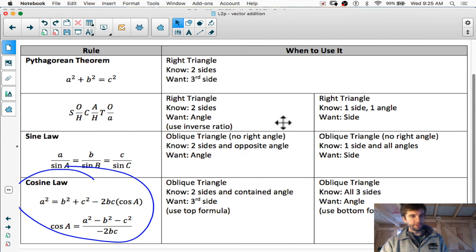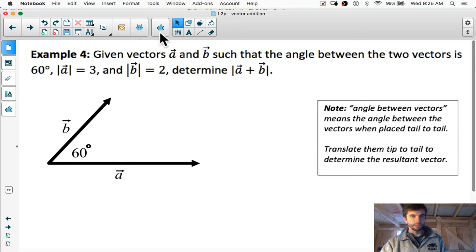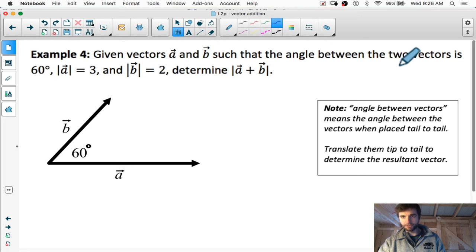So let's see a couple questions where we're going to need this trigonometry to be able to solve for a magnitude of a resultant vector. So example 4. Given vectors A and B such that the angle between the two vectors is 60 degrees. And when a question says angle between two vectors, that always means if the vectors are placed tail to tail. I know this seems like a lot of properties to remember right off the bat, right? When adding, they have to be tip to tail. When it gives you the angle between two vectors, they're tail to tail. But after we get through these first few lessons, you'll get used to all of these properties.